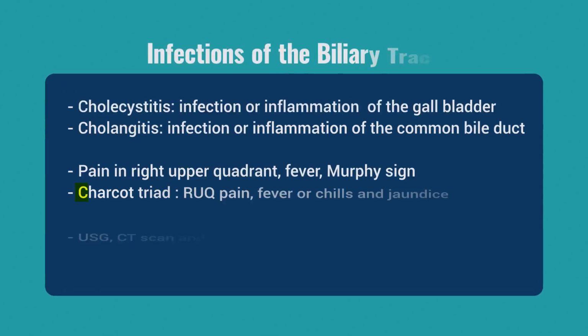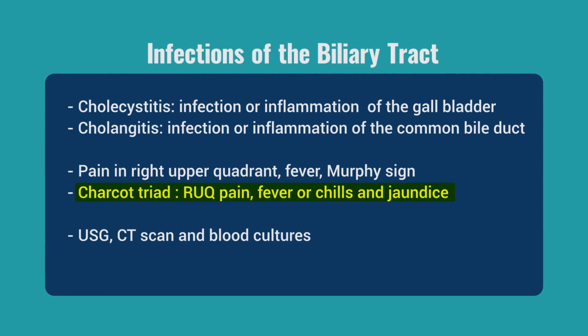It can also present with Charcot's triad, which is right upper quadrant pain, fever or chills, and jaundice in a particular patient.